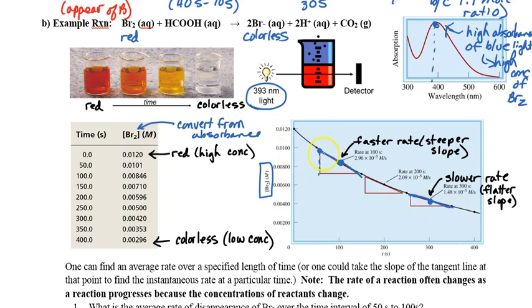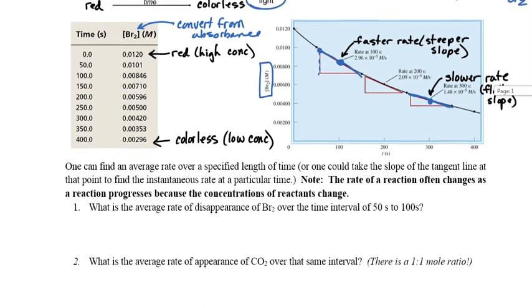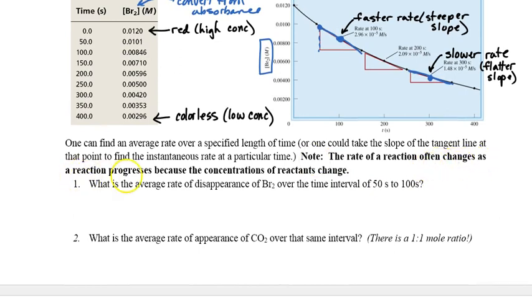So as the reaction goes, the concentration of Br2 decreases, and that slows down the rate. So we can see that on the graph. As the concentrations decrease, the rate of the reaction is also decreasing. So the rate of the reaction often changes as a reaction progresses because the concentrations of reactants change, right? So that changes the rate of the reaction.